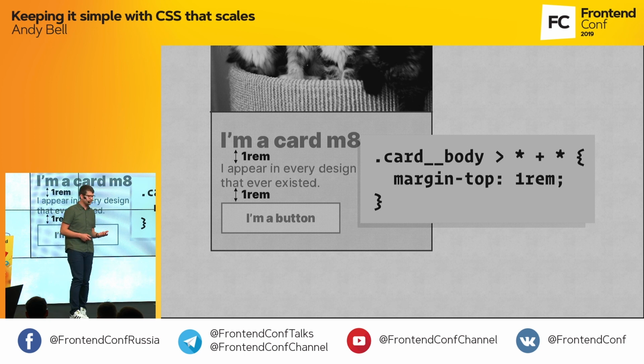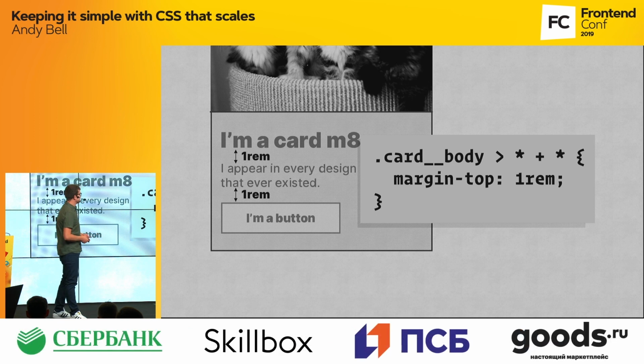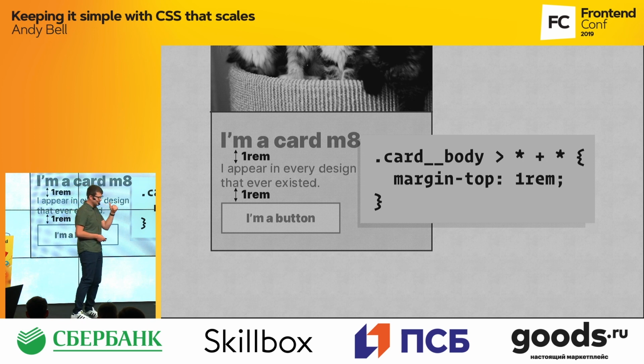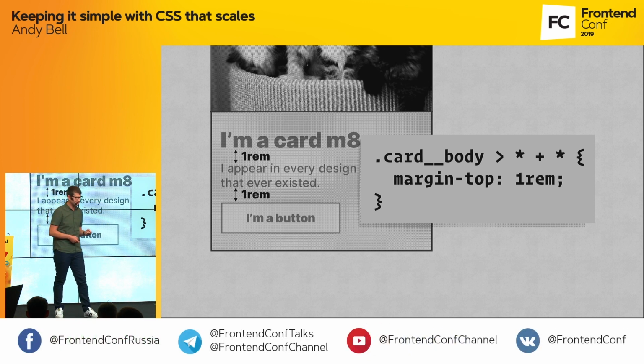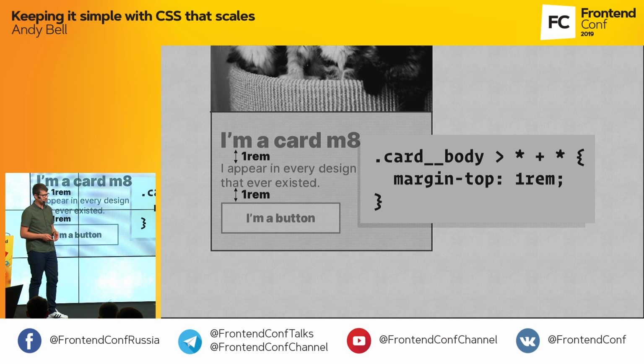So what I've got here is what's called a lobotomized owl selector, and it's using a combinator as well. What that selector is basically saying is every direct descendant of body, the siblings, not just the first one, add some margin top of one rem. And you can see in the diagram, I'm only adding the margin to the paragraph and the button, which is pretty handy.